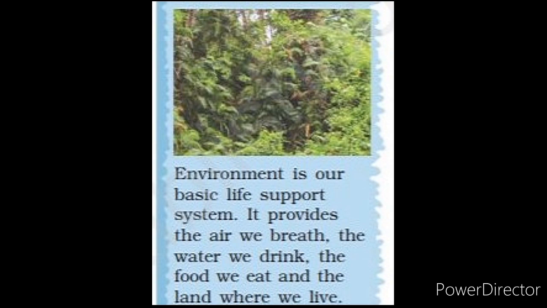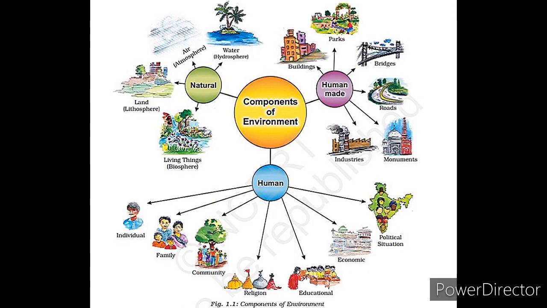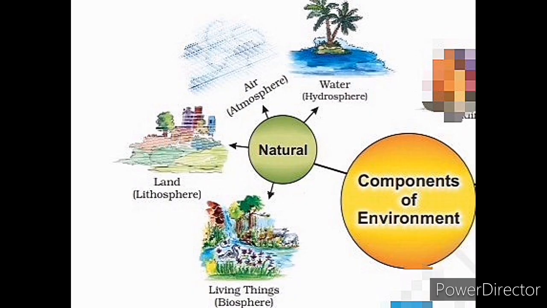Now see the diagram carefully given on page number 2. Components of environment. There are mainly 3 components of environment. First is natural environment. Those components which are already present in our nature are known as natural environment. These are of 4 types. First is lithosphere. Lithosphere is also known as the sphere of land.